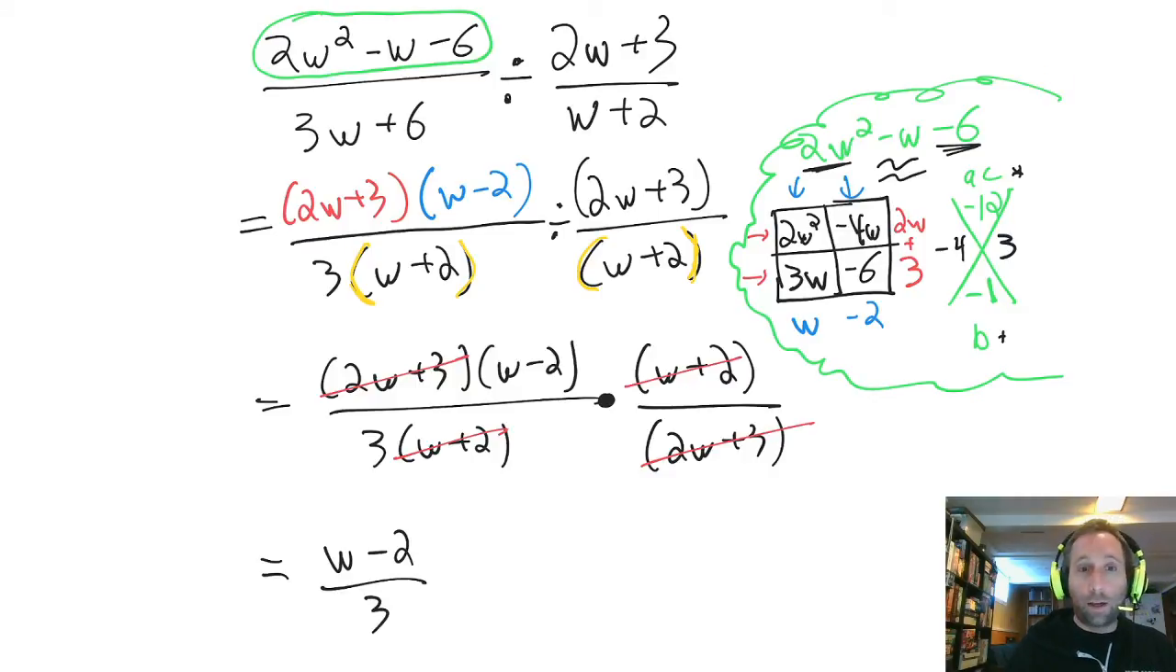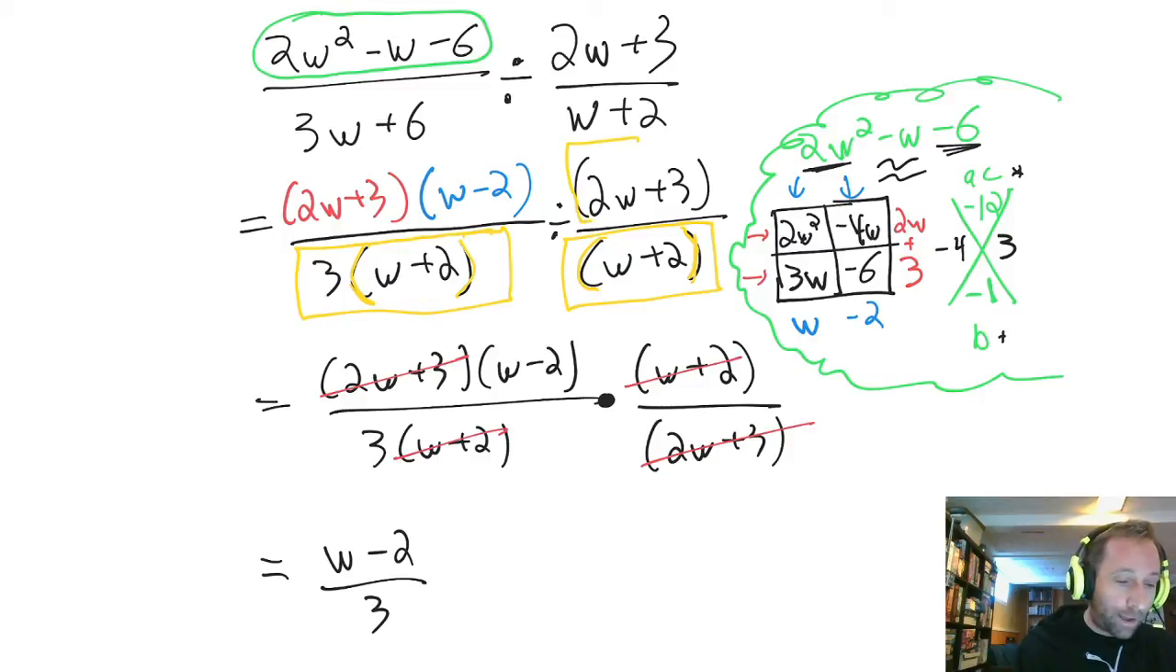But at this point in time, we have to identify all of our non-permissible values, and we're going to find those non-permissible values in the denominator, and we're going to find them in the numerator of any expression which was divided, because when we divide, it's like multiplying by the reciprocal, and when we reciprocate, 2w plus 3 will be in the denominator of our reciprocated expression, as you can see down here. So we have to consider all of those as non-permissible values.